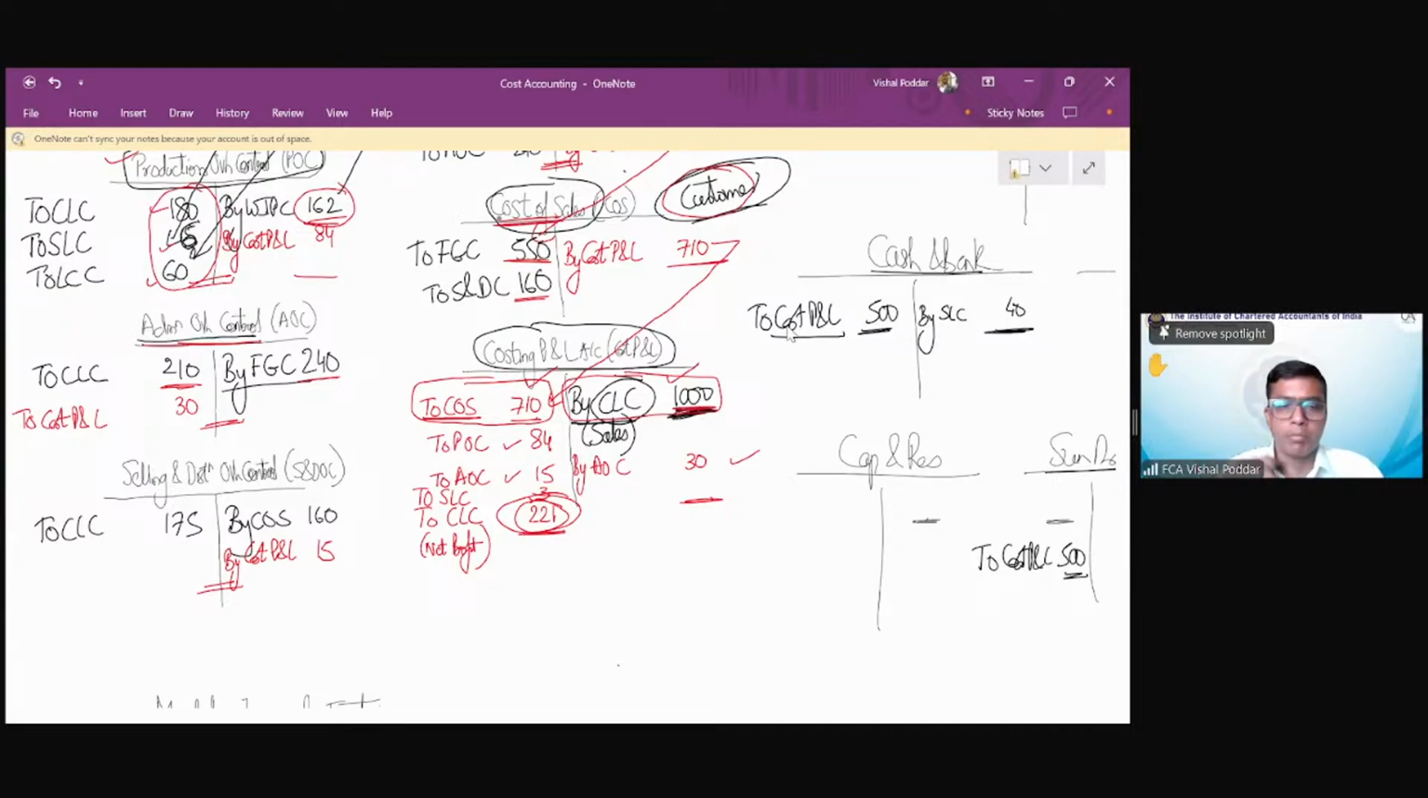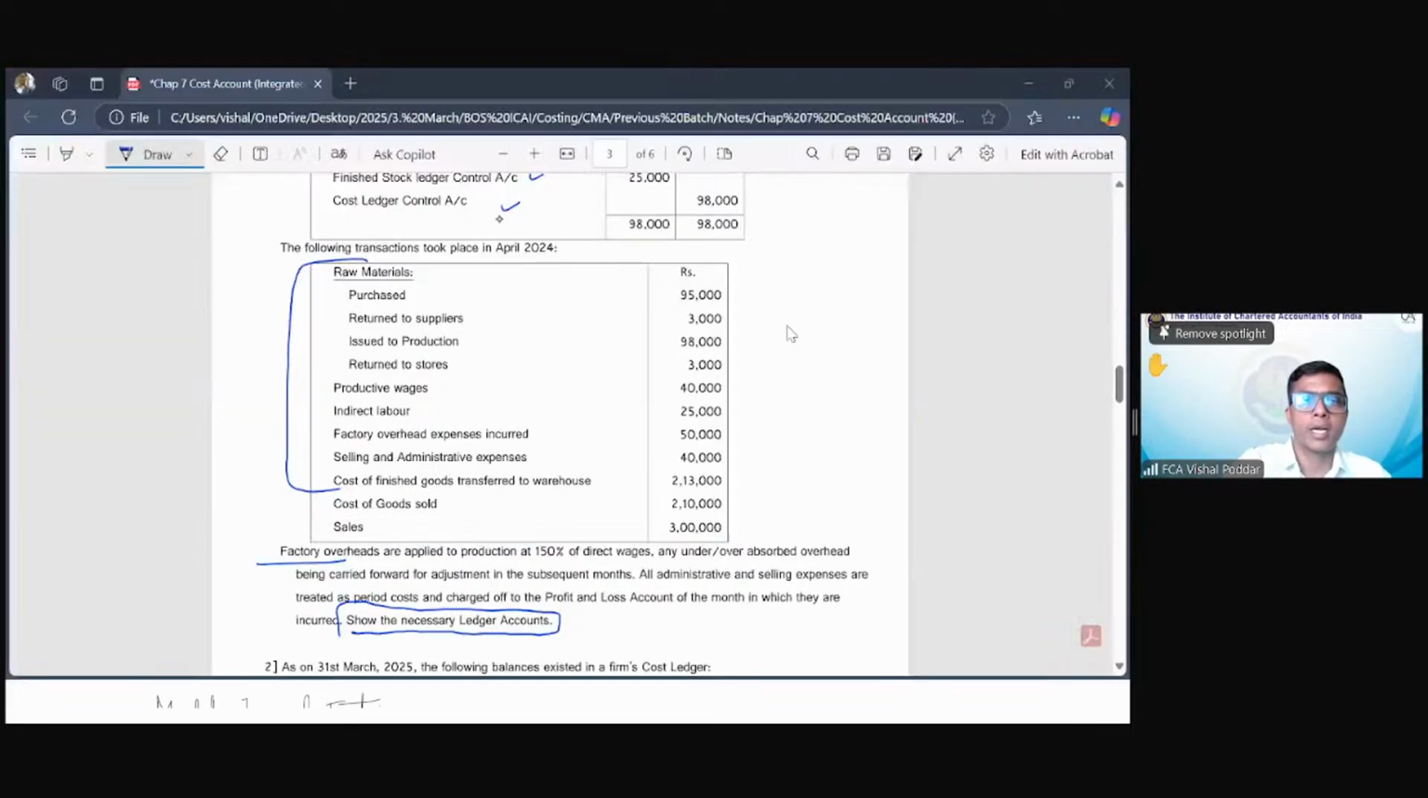You first make postings of all these entries like I was showing. Here, only if there is any normal or abnormal item given, they would mention it. You will transfer it to the cost P&L. And then after posting all these entries, you will start doing balancing. Is this fine?